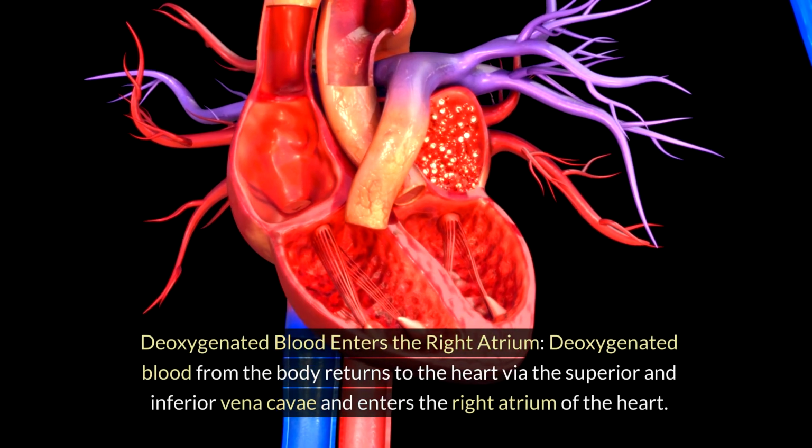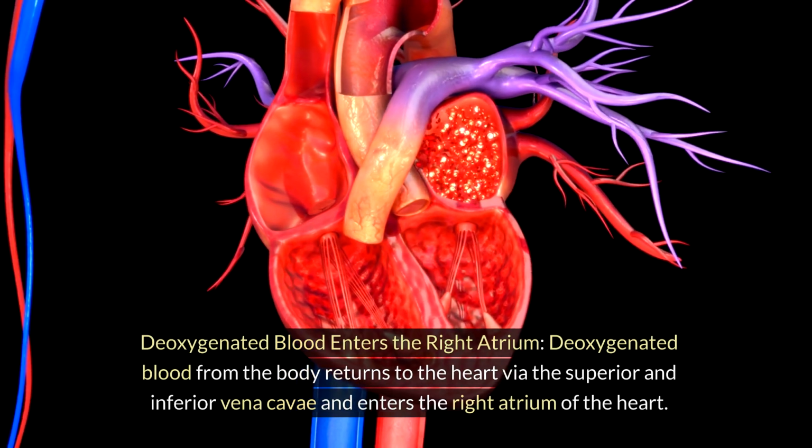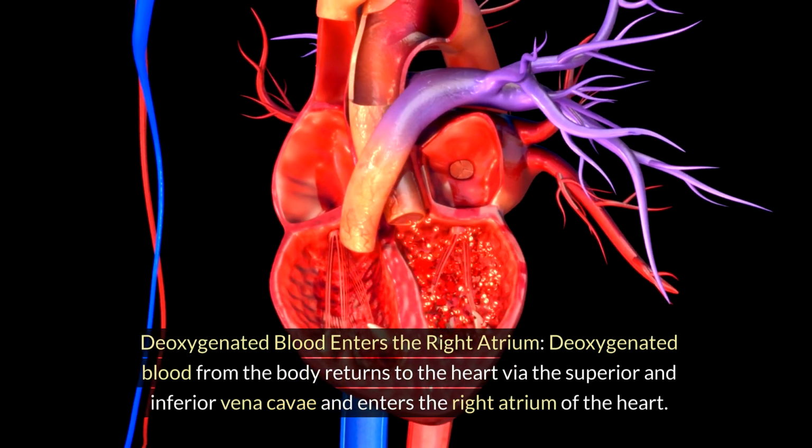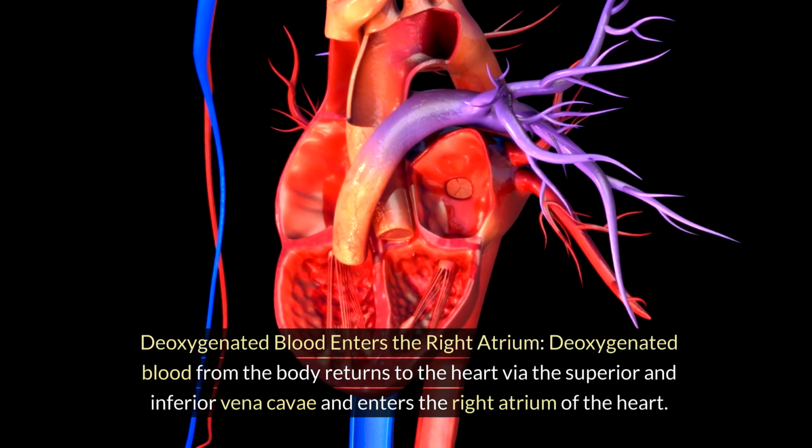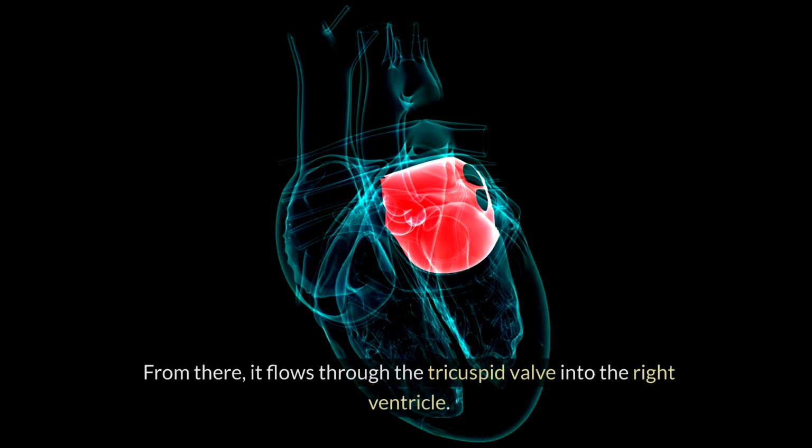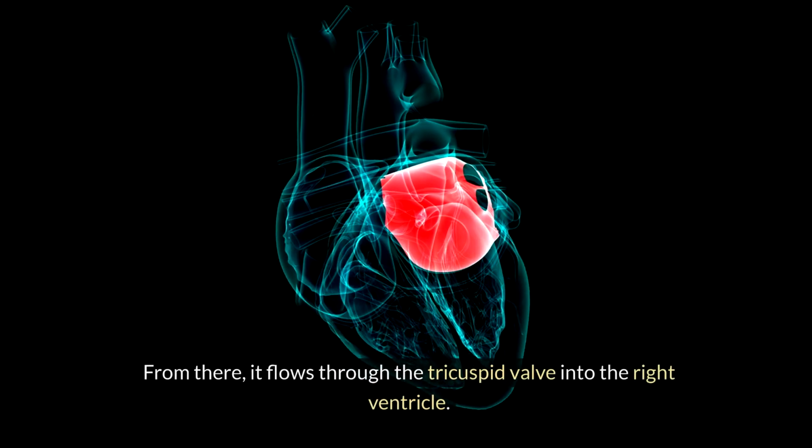Deoxygenated blood enters the right atrium. Deoxygenated blood from the body returns to the heart via the superior and inferior vena cavae and enters the right atrium of the heart. From there, it flows through the tricuspid valve into the right ventricle.